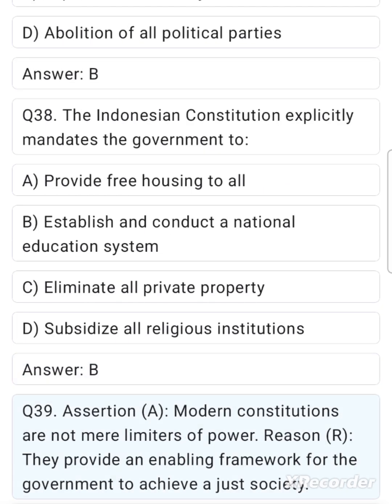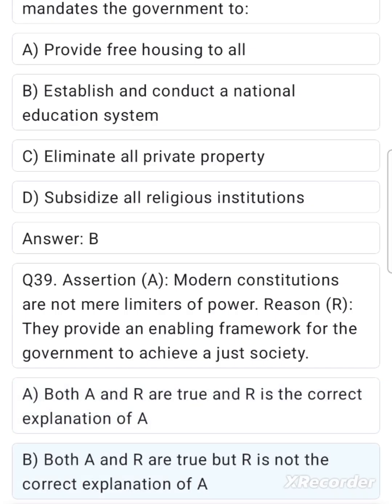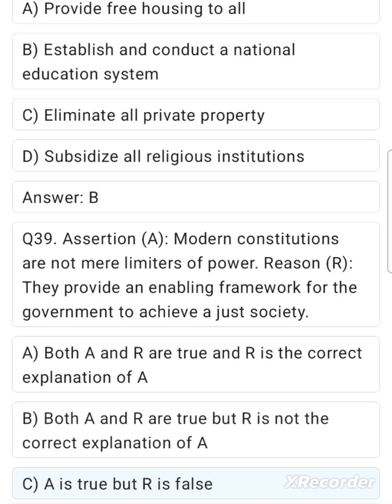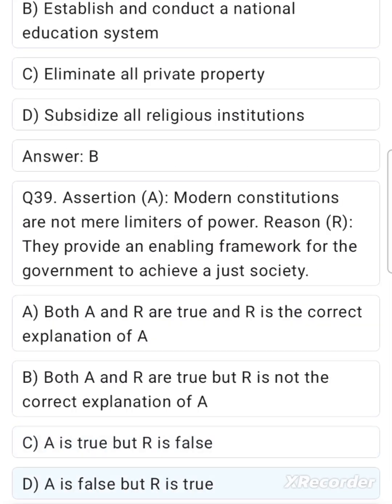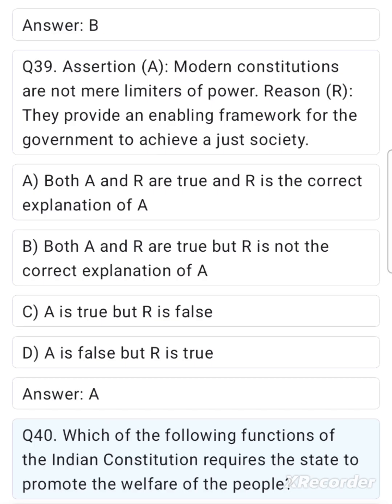Modern constitutions are not mere limiters of power. Reason R. They provide an enabling framework for the government to achieve a just society. A. Both A and R are true and R is the correct explanation of A. B. Both A and R are true but R is not the correct explanation of A. C. A is true but R is false. D. A is false but R is true. Answer. A.